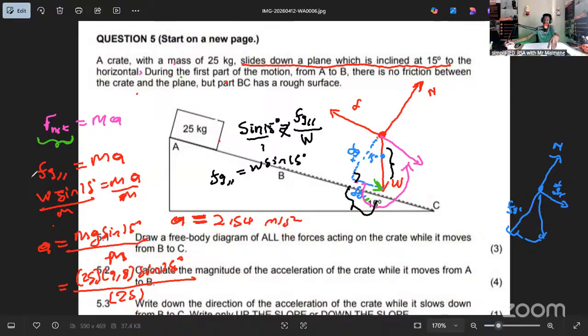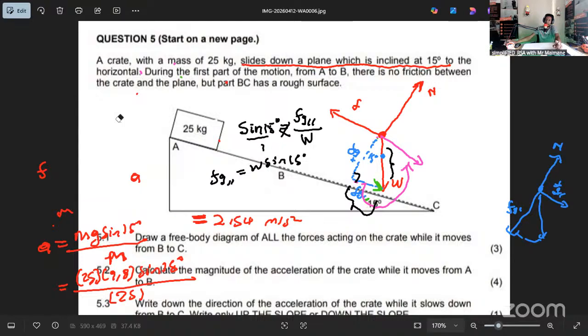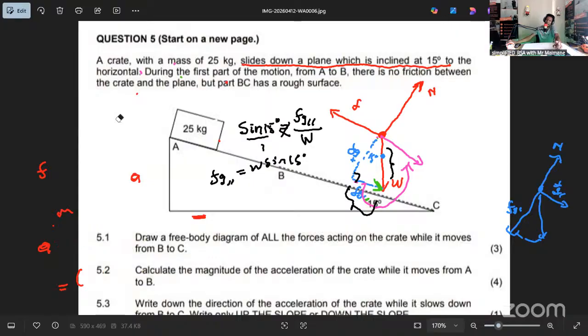We're good, ne? Great. Moving forward, I don't want to remove everything because I think we might still need the vector, the free body diagram.